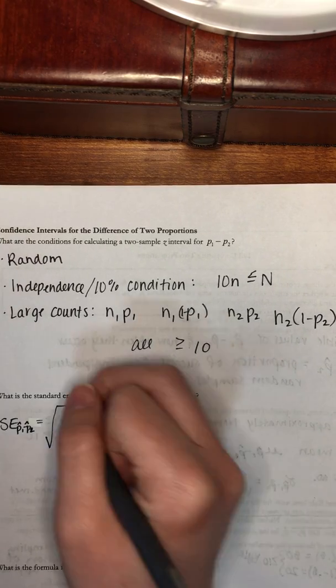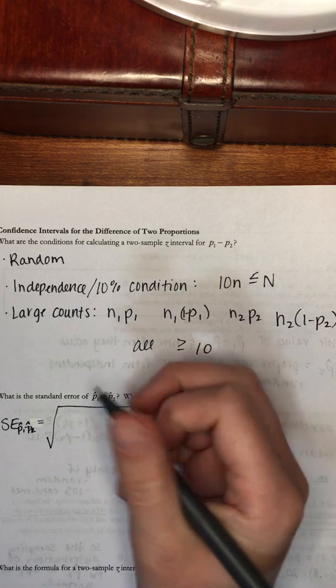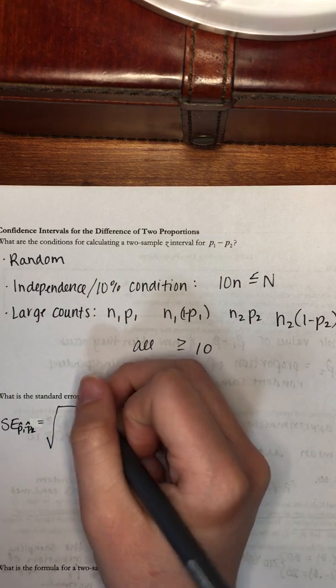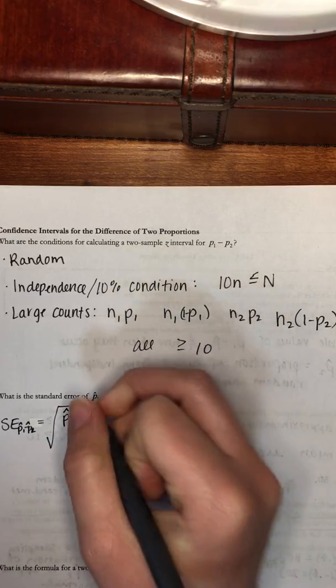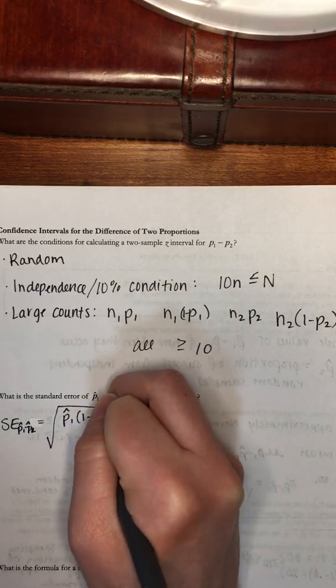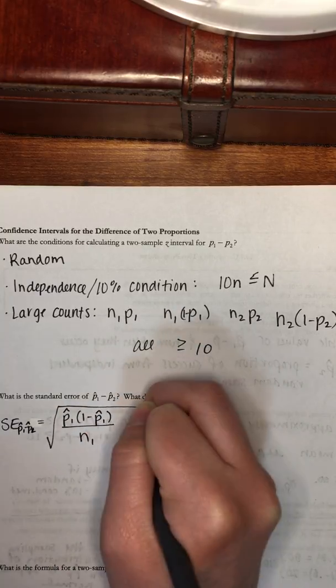So again, this is the same formula as the standard deviation, it's just we're going to put hats on all the p's. So instead of p1 times 1 minus p1, we'll have p hat 1 times 1 minus p hat 1. I'm not going to say this the whole time.